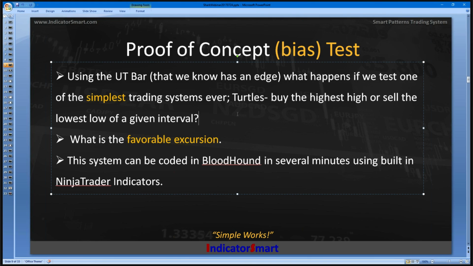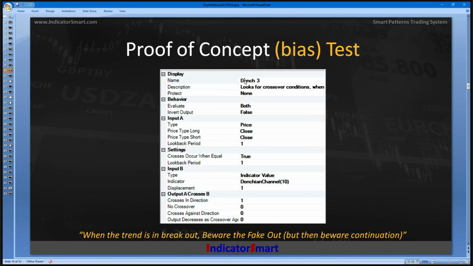When I first started trading, you couldn't really do that in the intraday framework and be successful with it, but these days you can, and we're going to take a look at a chart that has that in a minute. And then we want to know what's the favorable excursion within that. So what I did was I just coded that up. Richard Donchian was one of the turtles, so I just called this Donch 3.